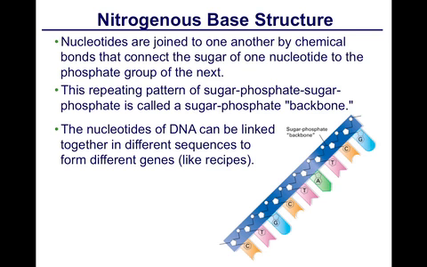But this is, again, that same idea. Each of these three components, the circle, the phosphate, the pentagon, which is the sugar, and then the base, represents one nucleotide. And then you can see that each nucleotide is linked together to form this long chain, which then becomes basically DNA. Okay?